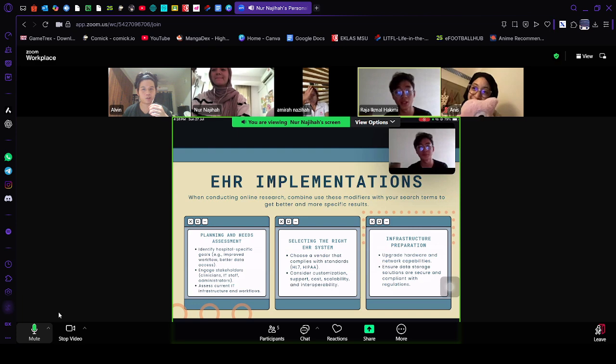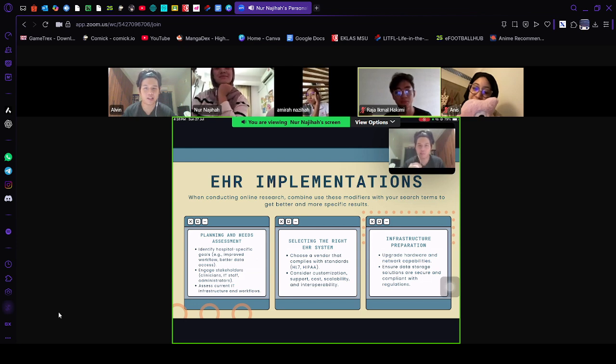Okay, now we're going to talk about EHR implementation. First, we need planning and assessment. Identify the hospital's specific goals, like improving workflow and better data access. Engage stakeholders like clinicians, IT staff, and administrators, and also assess current IT infrastructure and workflow.